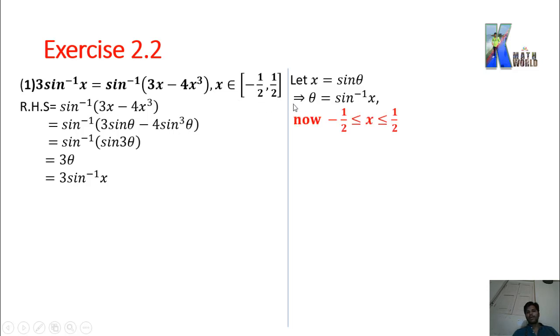So minus 1 by 2 less than or equal to this one. Okay, now what is your x? x is sin theta. So as you write this in sine format, you should compulsorily write both these values in sine format. This can be written as sine of minus 30 is less than or equal to sin theta is less than or equal to sin pi by 6.